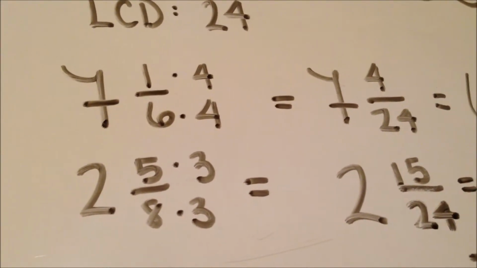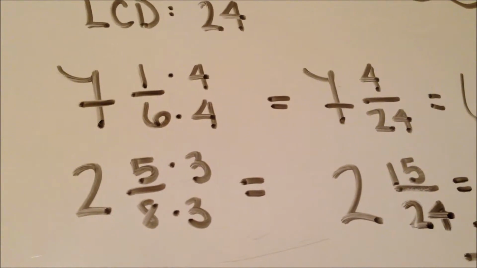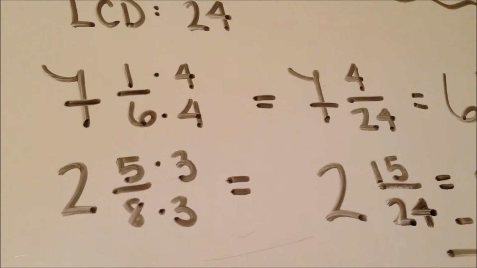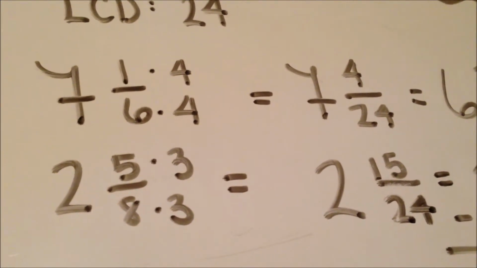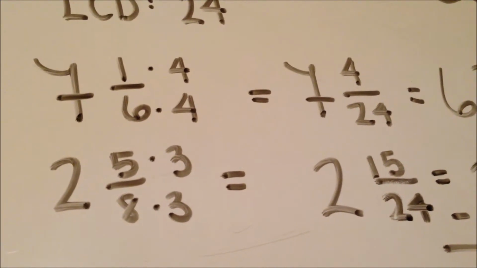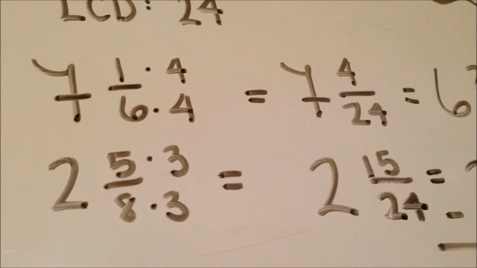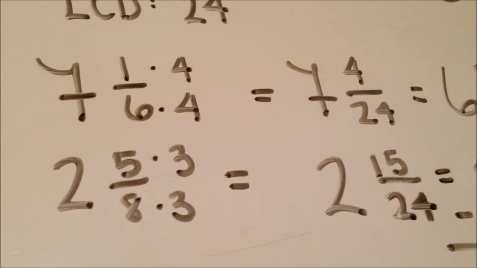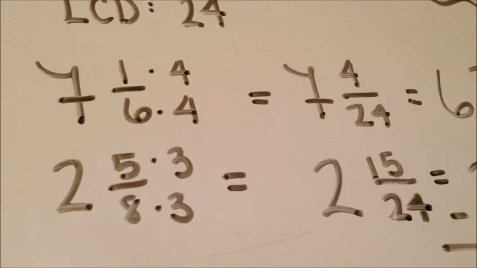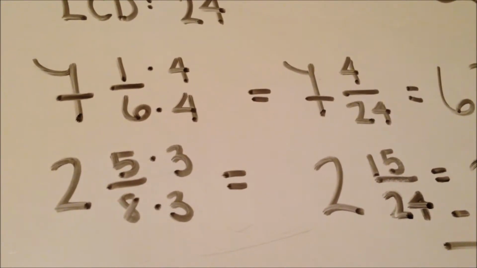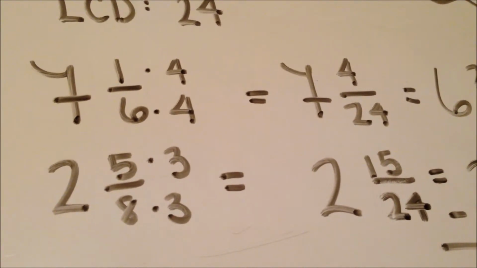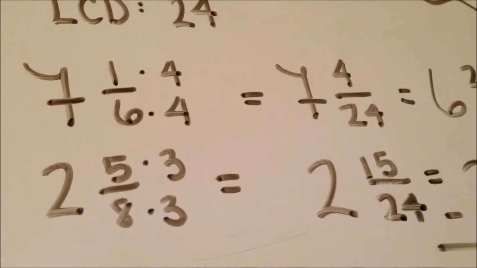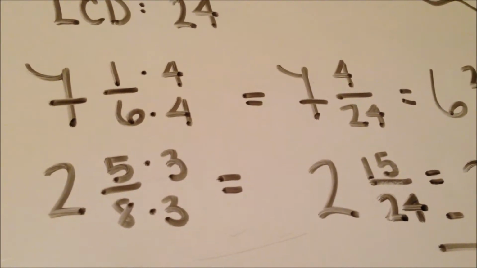We have to multiply 1/6 by 4/4, so that 6 times 4 equals 24. Our new fraction is 4/24. And then in terms of 5/8, you have to multiply by 3/3, so that 8 becomes 24, so our new fraction is 15/24. Okay, if we try to subtract 7 4/24 minus 2 15/24, we'd actually end up with a negative numerator, because 4 minus 15 is actually -11.